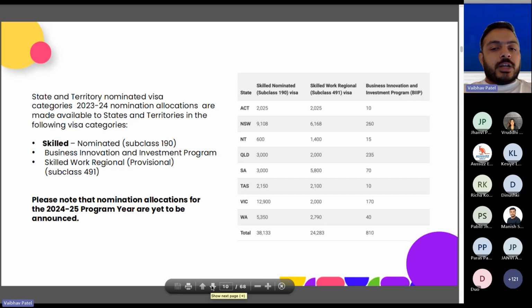Which state has been allocated how many numbers in the current financial year? We don't really have the data for the upcoming financial year, which is 2024-25. So if you see, Canberra had 190 visa 2025, and for 190 and 491, and so on for other states. If you see the overall number of allocations given to all states in this year, it has reduced a little bit.